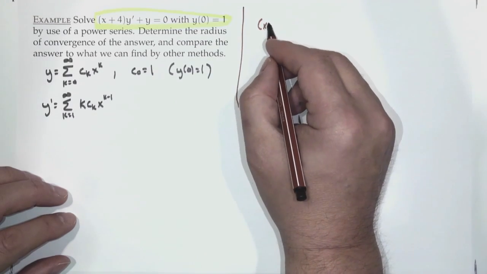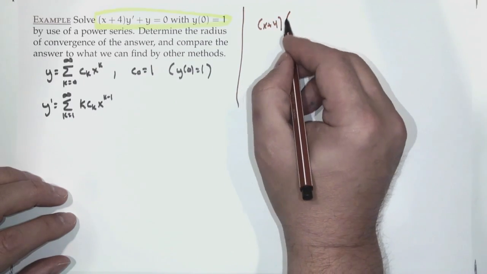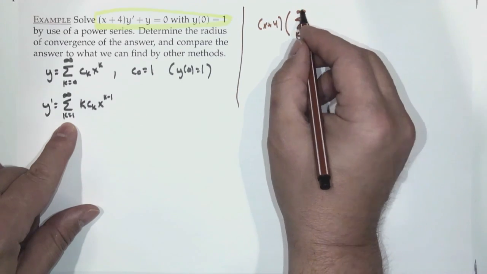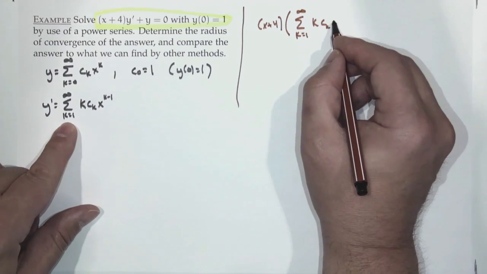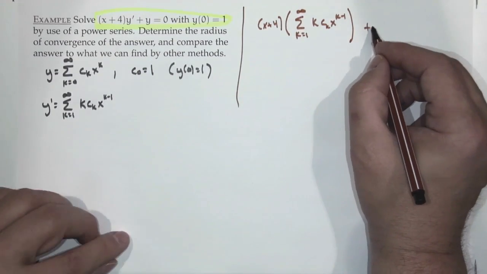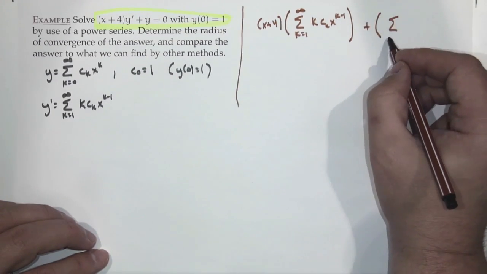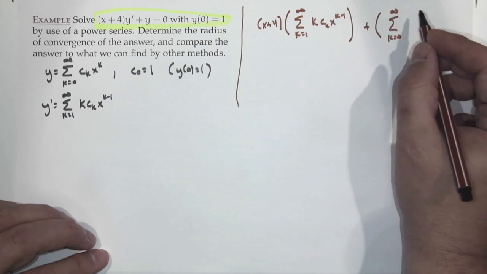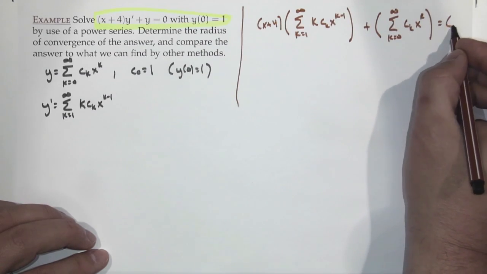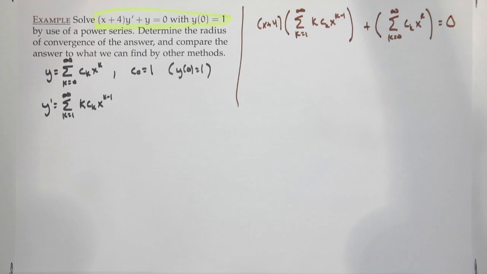Okay, so we begin our journey. We have x plus 4 times our y prime, the sum k equals 1 to infinity of k c_k x to the k minus 1, and then plus our y, the sum k equals 0 to infinity of c_k x to the k, and that equals 0. What do we do?